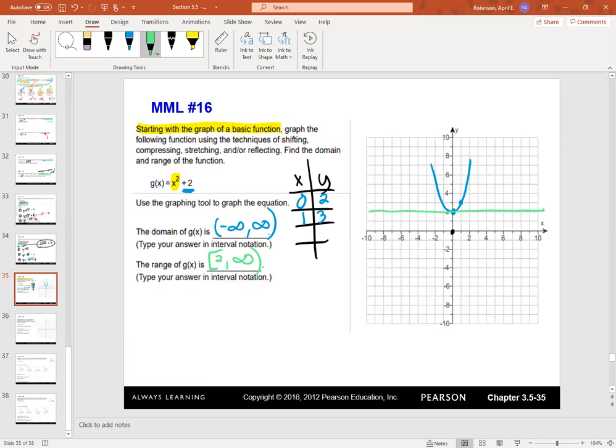Now I am going to jump over to MyMathLab. And what question was this? Number 16. I know you can't see it right now. I'm going to have to share this in a second. You are sharing your screen. I want to do a new share. Where is it?